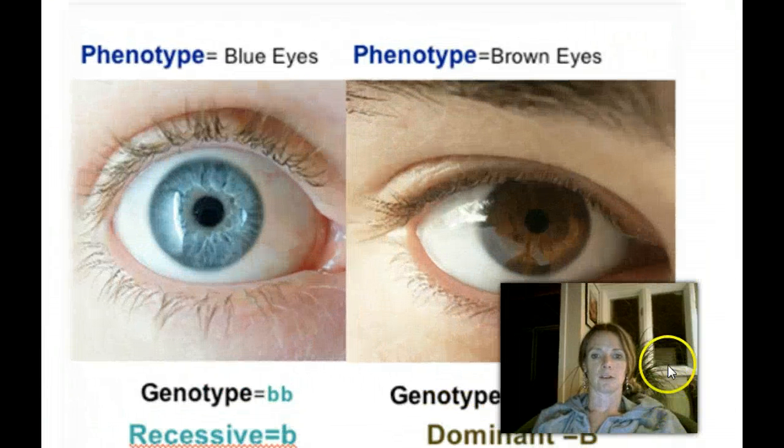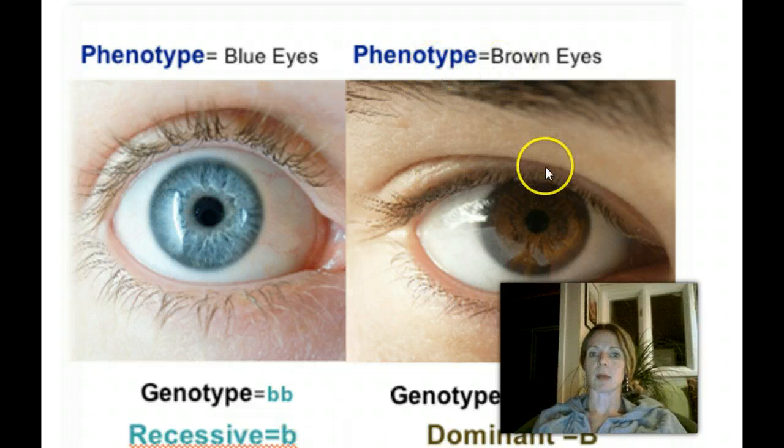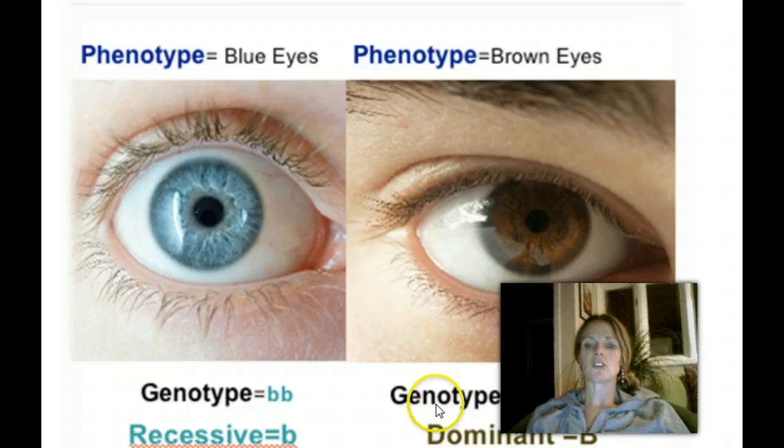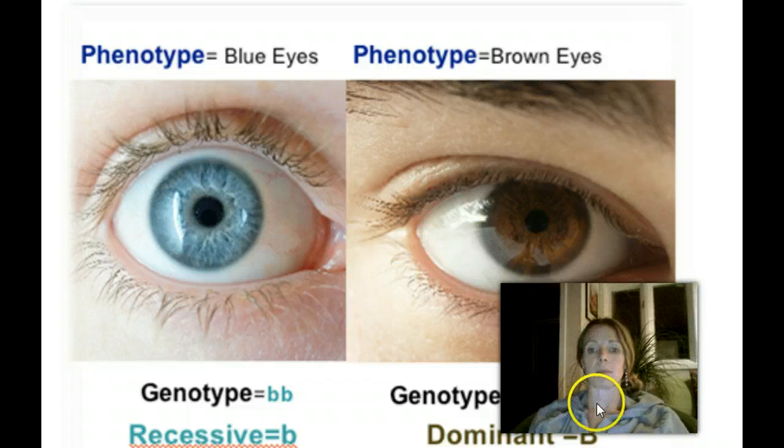All right, here's another example. So the phenotype would be blue eyes. The genotype would be little b, okay? That's a recessive trait. And then a phenotype here would be brown eyes, because you can see this person has lovely brown eyes. Where the genotype could be one of 2 things. It could be big B, little b, or big B, big B.